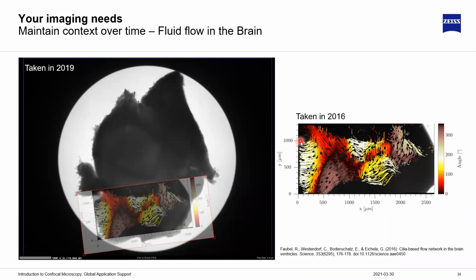But what came up, especially in the last few years, is that you want to see the context. You don't want to look at only one cell and then draw conclusions. You want to look at the whole brain. In this example, the researchers were studying the fluid flow in the brain of the mouse. And what they were able to do in 2016 is to image this part of the brain. In 2019, they were able to image much bigger part of the mouse brain.